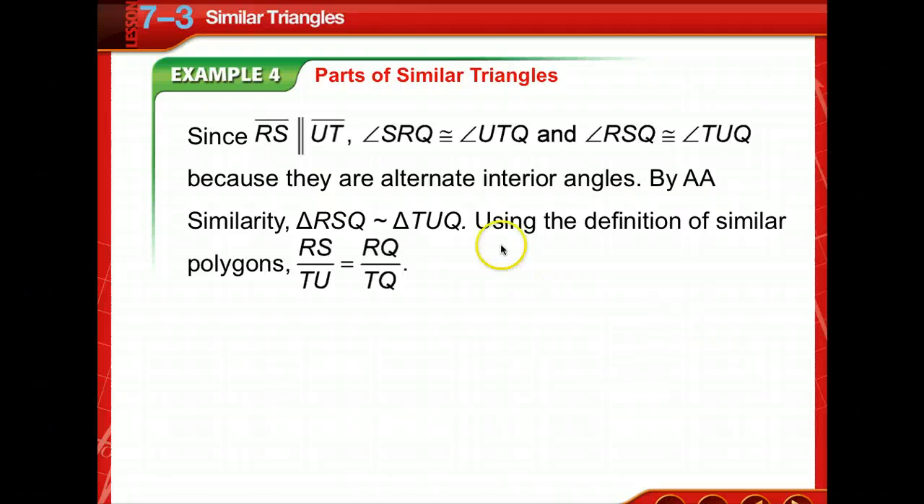So we're told that RS is parallel to UT, and angle SRQ is congruent to angle UTQ, and angle RSQ is congruent to angle TUQ because they're alternate interior angles. So by angle-angle similarity, we can say that these two triangles are similar. Using the definition of similar polygons, we can say that RS over TU is equal to RQ over TQ.